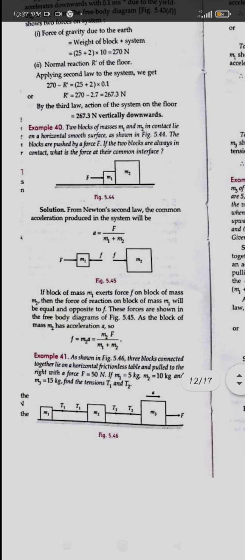It is given that the two blocks of mass m1 and m2 are kept in contact, and here also the mg will be taken as acceleration itself. G will not be there, because it is not hanging. For the hanging object, G will be there. If two blocks are always in contact, what is the force at their common interface?